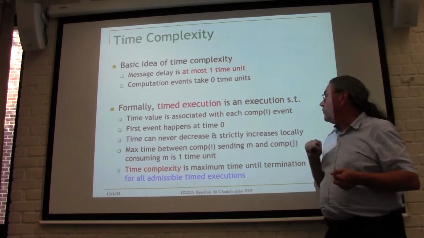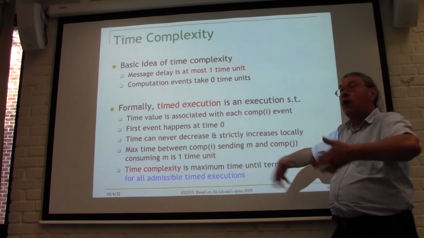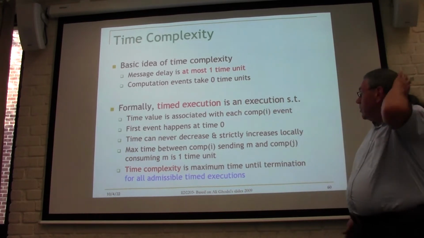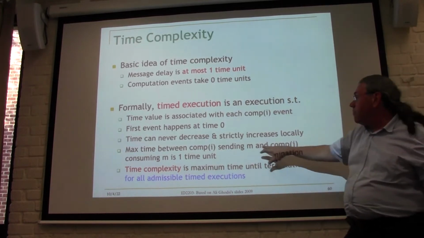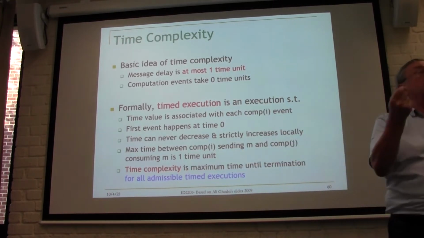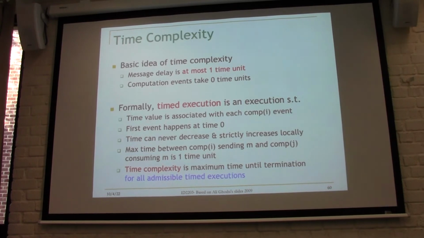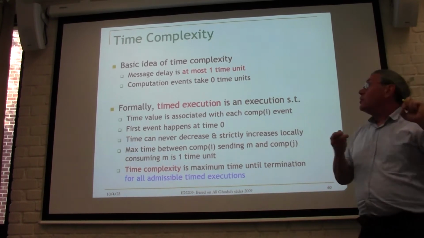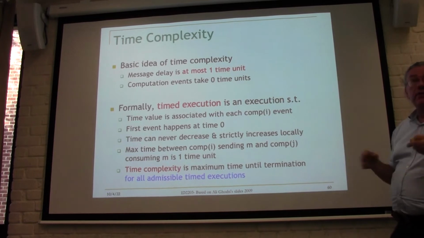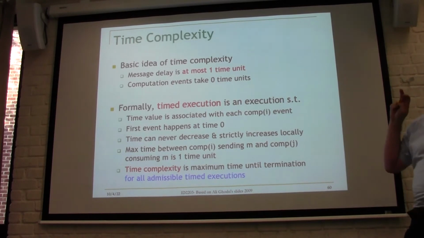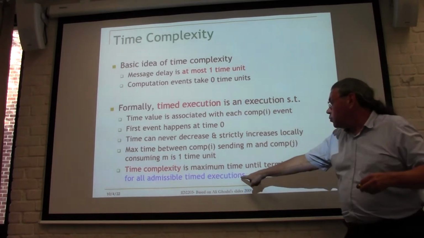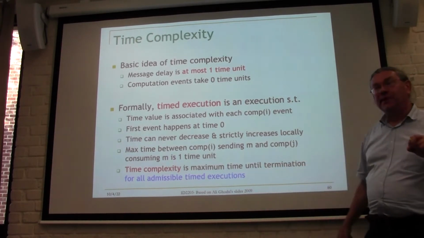The first one is time 0. And each time you do a comp, it will increase. Okay, and when you send and receive a message, the maximum time is 1, because the message takes maximum 1. Okay, so a message in this model will either take 0 or 1 time unit. Okay, it's abstract time, but it's actually very good for analyzing algorithms. And of course, we're looking at all the admissible executions.